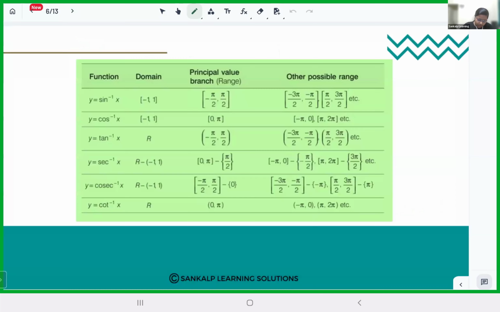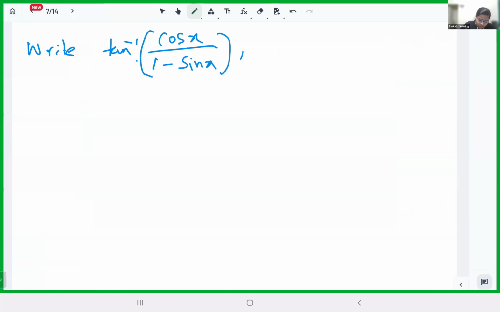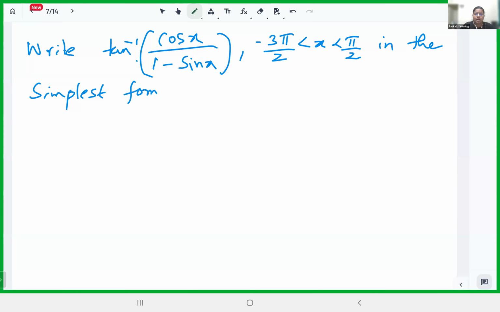That is the second one. You have to find the simplest form of tan inverse of cos x by 1 minus sin x, for minus 3 pi by 2 less than x less than pi by 2. Okay, so this is our second question. We have to write the simplest form of tan inverse of cos x by 1 minus sin x.